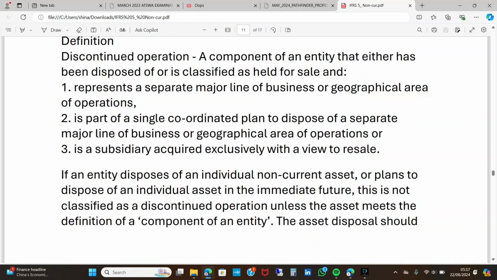Now, a component represents a separate major line of business or geographical area of operations. It's part of a single coordinated plan to dispose of a separate major line of business or geographical area of operations, and is a subsidiary acquired exclusively with a view to reselling. Now, come again. A discontinued operation represents a separate major line of business or geographical area of operations. When we talk of a component of an entity, that means that component is, one, a separate major line of business. That means there are some companies or entities that have different lines or different major divisions of business.